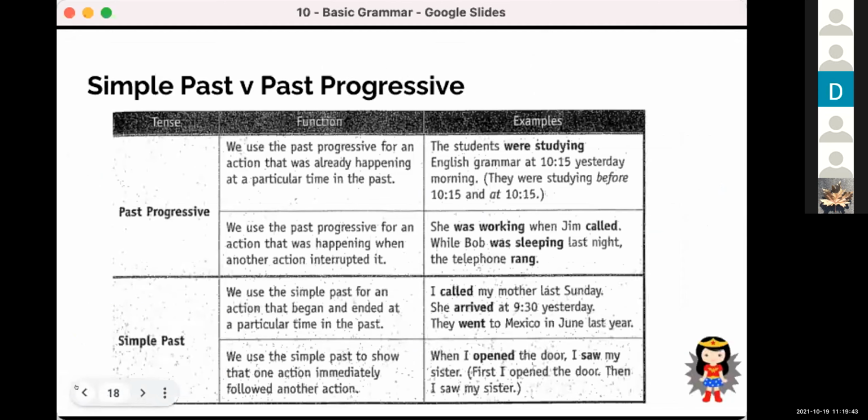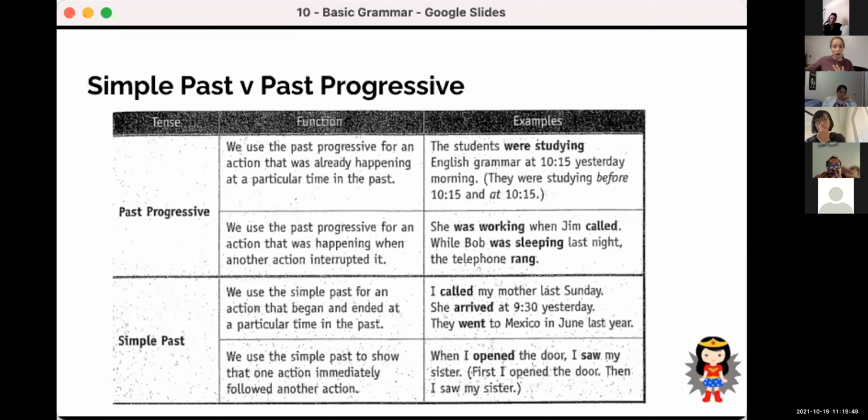Let's go back to this other slide and we'll talk about using the simple past and the past progressive. Why do we use one but not the other? There's a couple of reasons why and a couple of examples here. So I'm going to read and share some examples for you. We'll talk about them as we go.